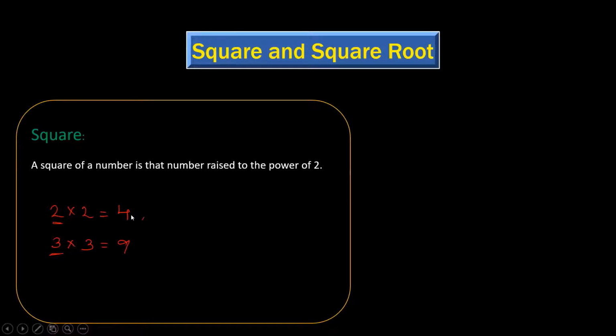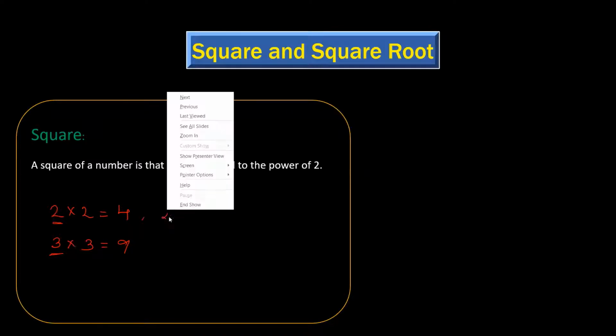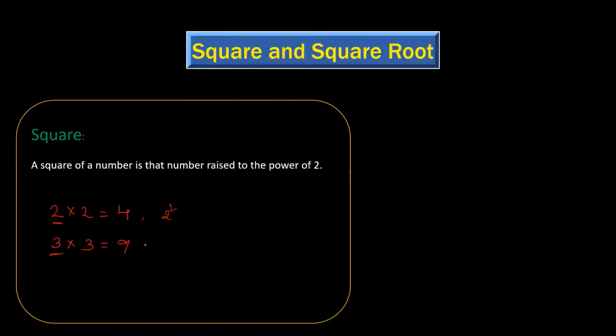a square of a number is that number raised to the power of 2. So it means here we are multiplying 2 into 2, which we can write as 2 to the power of 2. And 3 into 3 we can write as 3 to the power of 2. It is nothing but square. Square of 2 is 4. Square of 3 is 9.